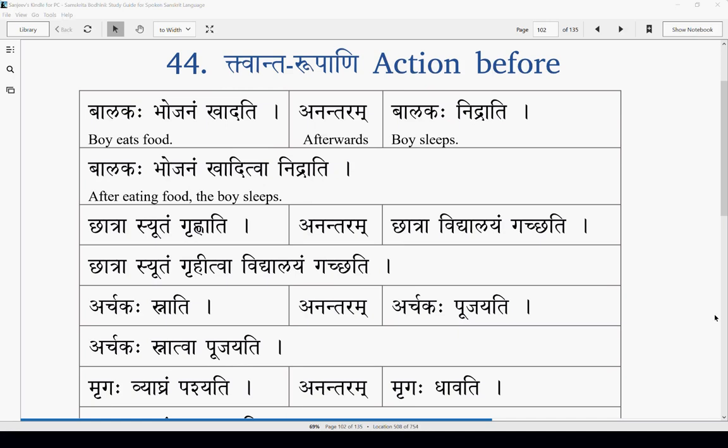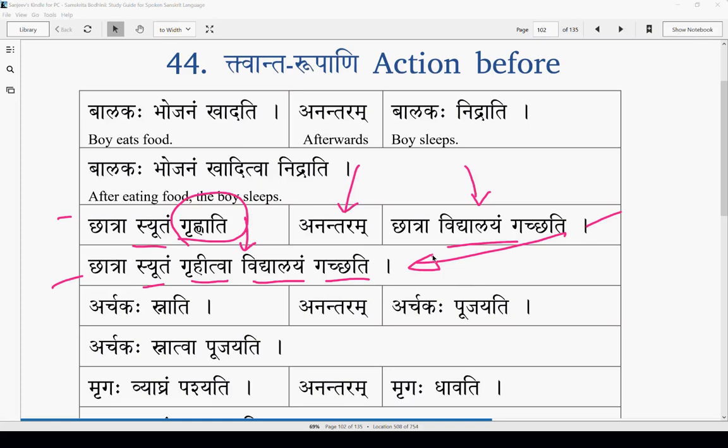So we'll see some examples given here. Like chhatra syutam gruhnati, this is the second example. Then what happens? Chhatra vidyalayam gacchati. So she picks up or takes the syutam, the bag, and afterwards, after that action, she goes to vidyalayam, means school. Chhatra syutam gruhnati anantaram sa vidyalayam gacchati. So we have this chhatra syutam gruhitva. So we are adding tva to this gruhnati, changing it to gruhitva, vidyalayam gacchati. After that she goes to school.